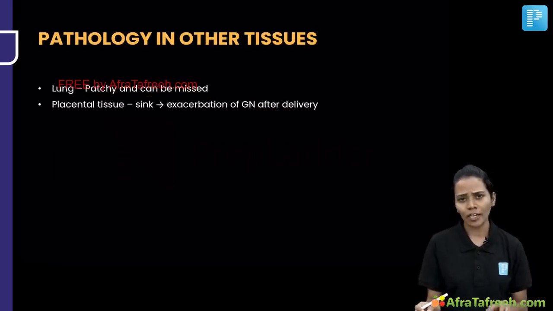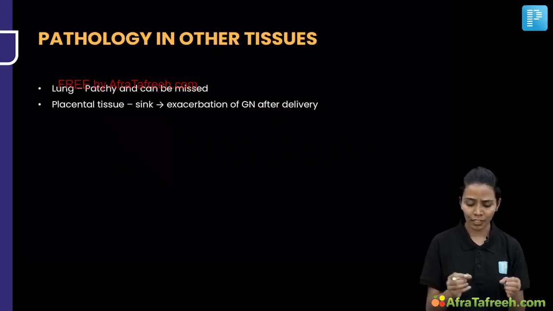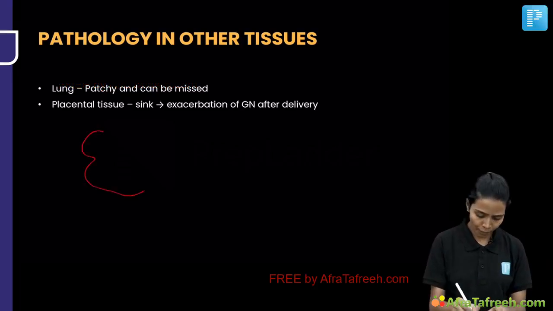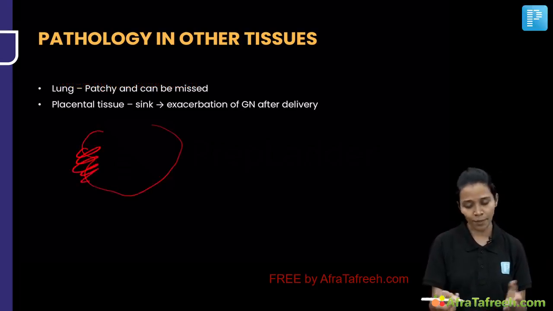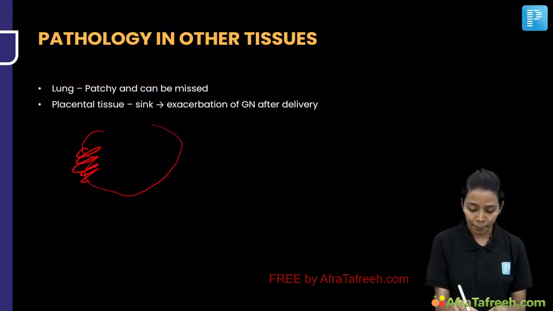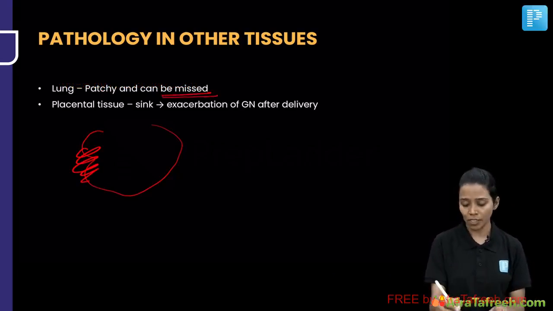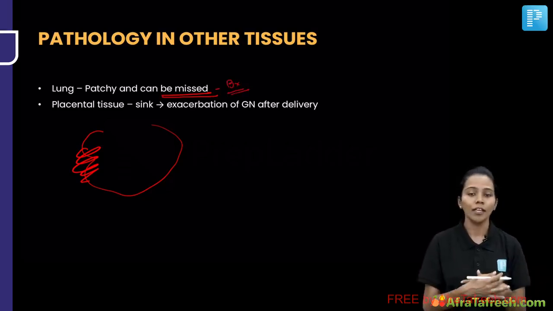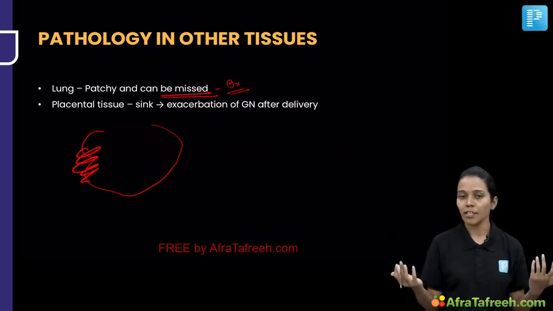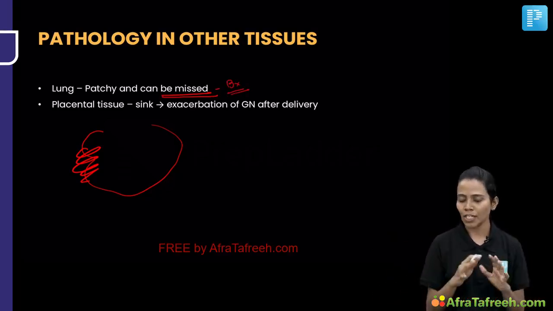Okay, now what happens to pathology in other tissue? Lung is always patchy involvement. Okay, so some part of alveolus might be involved, some part might be uninvolved. So what is going to happen is, it can be missed. If you do a biopsy, it can be missed. So that's why kidney biopsy is... you must be thinking, oh, why you're doing only kidney biopsy, why we can't do lung biopsy, even lung is accessible. So this is the reason, it's going to be patchy and it will be missed.